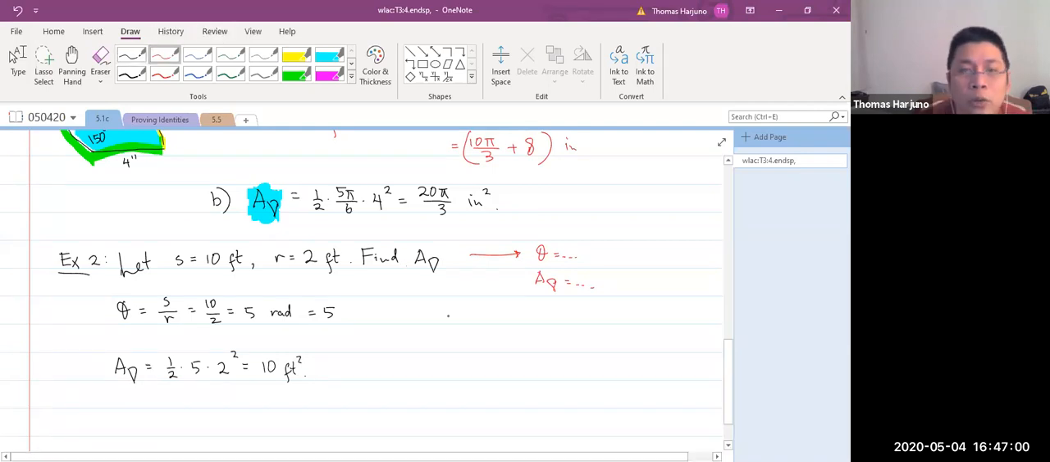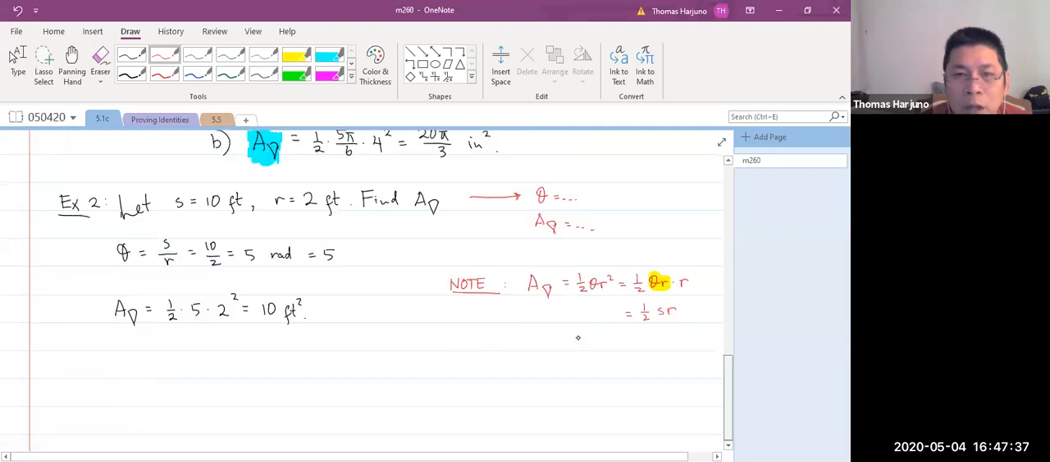By the way, some little notes may be useful. Notice that the sector area is equal to 1/2 theta r squared. Now notice that theta r is known to be s, the arc length. So I can rewrite my sector area, instead of 1/2 theta r squared, as 1/2 s r.